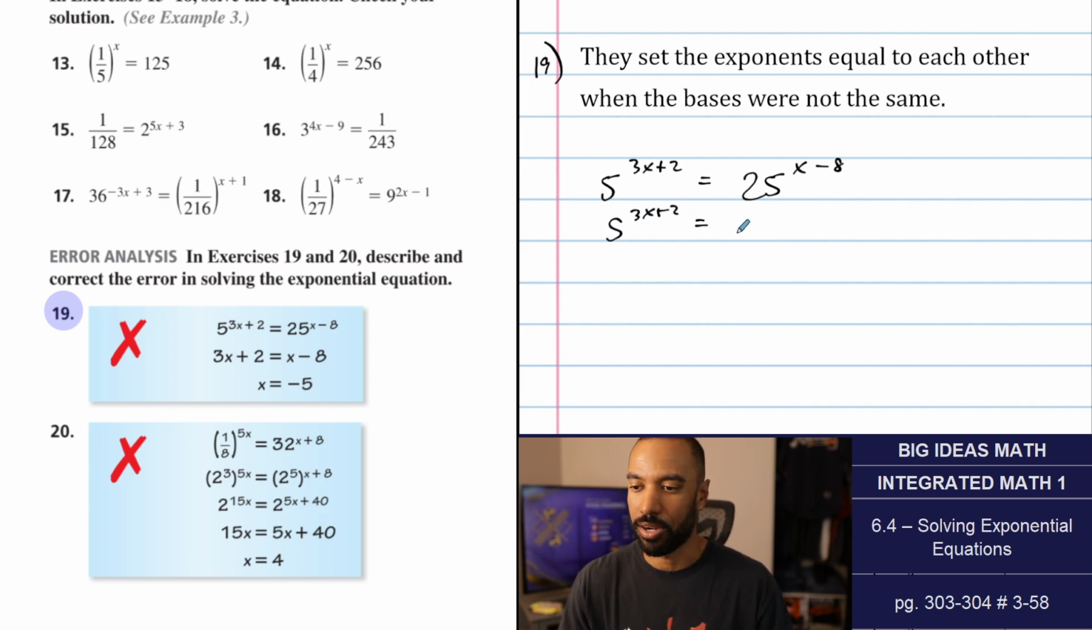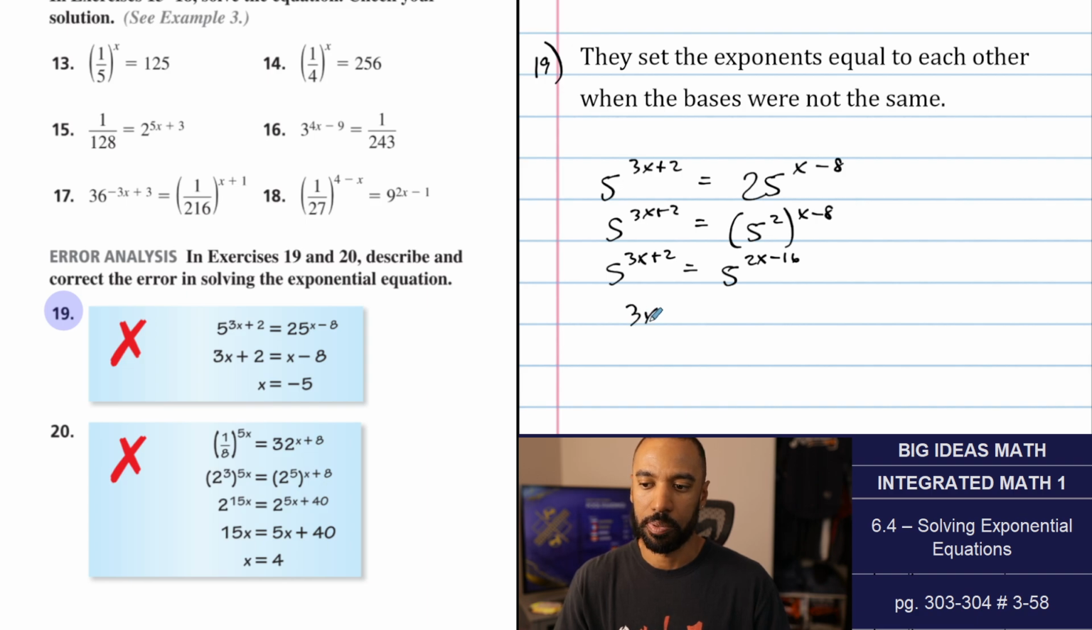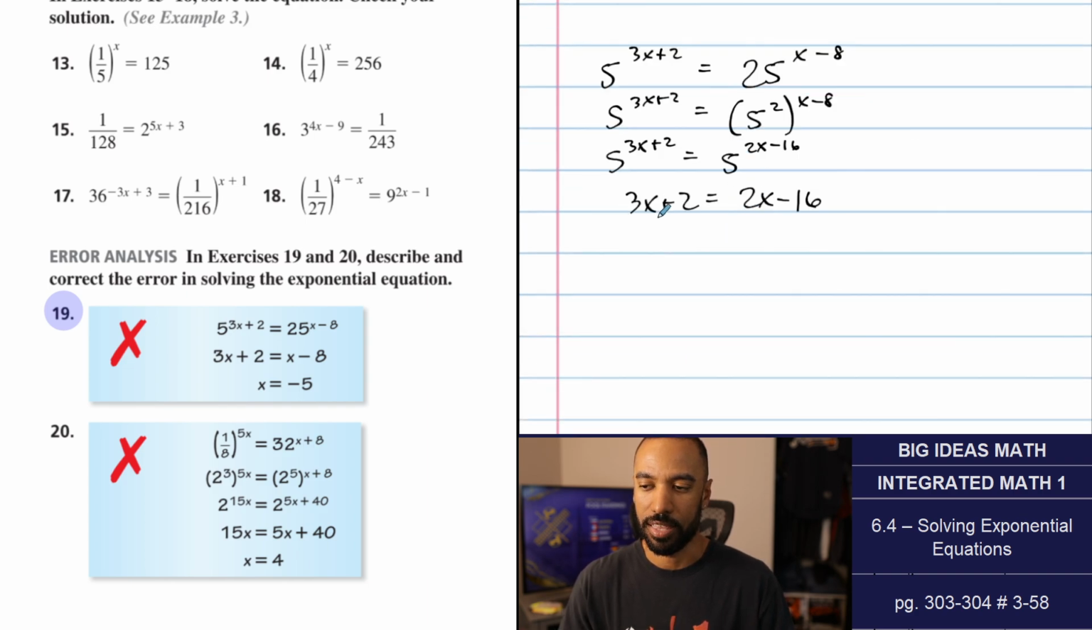I think we now have a handle of this a little bit after this set of problems. And distribute the 2 into those two terms. Now the bases will match, in which case you can do this properly. So this is 2x minus 16. So this 3x plus 2 isn't equal to x minus 8, but 2x minus 16. From there, you can go ahead and solve that.